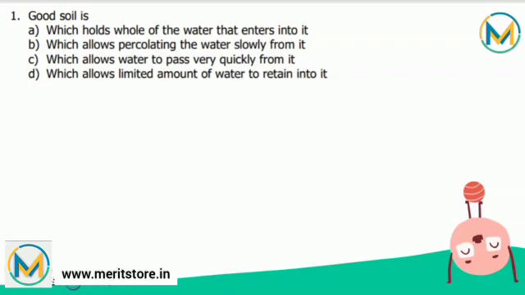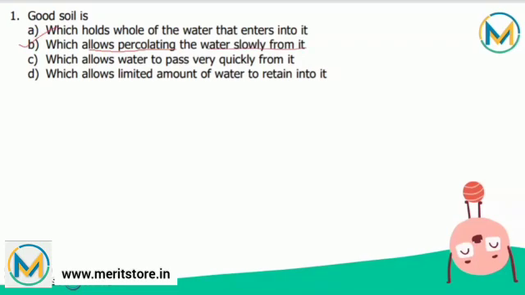So we need to know that good soil is where water should percolate slowly in a soil, because if water passes too rapidly, then many of the minerals and organic matter useful for the plants will simply be washed away. If there is no percolation and all the water is simply held up in the soil, then there will be poor aeration and respiration and the plant roots will suffer. So the correct answer for this question is option B, that which allows percolating the water slowly from it.